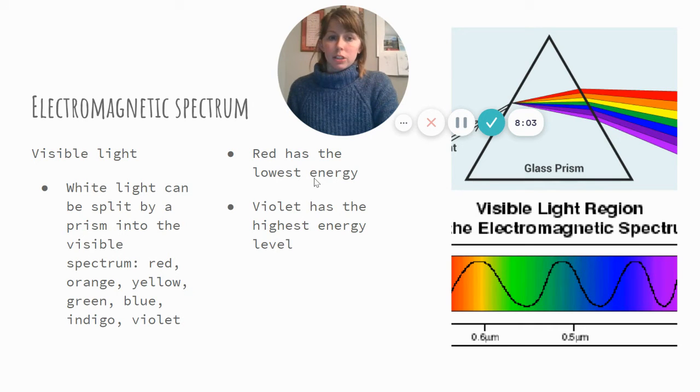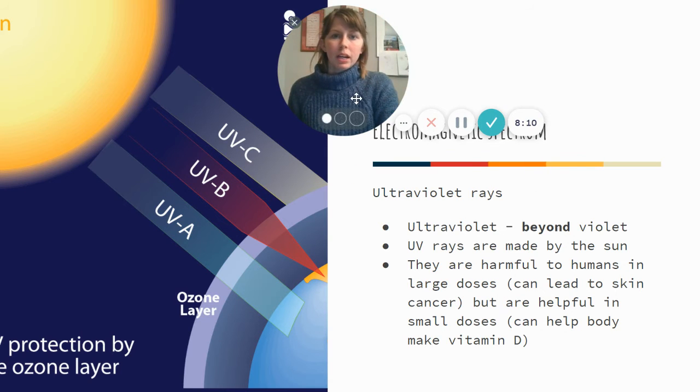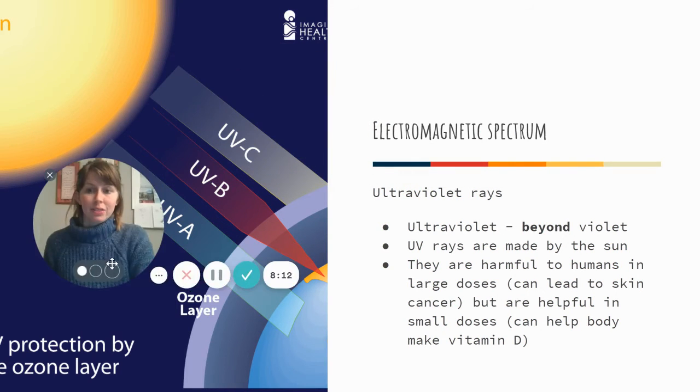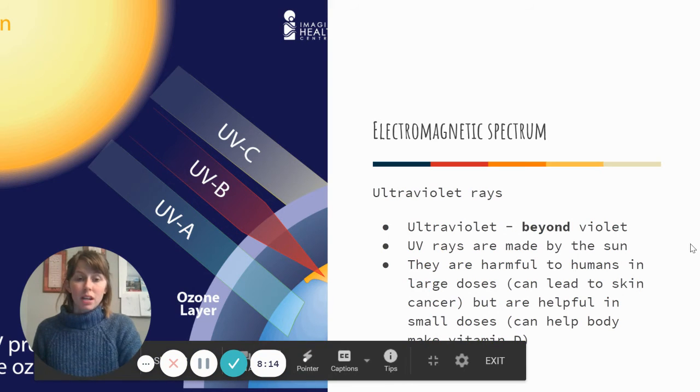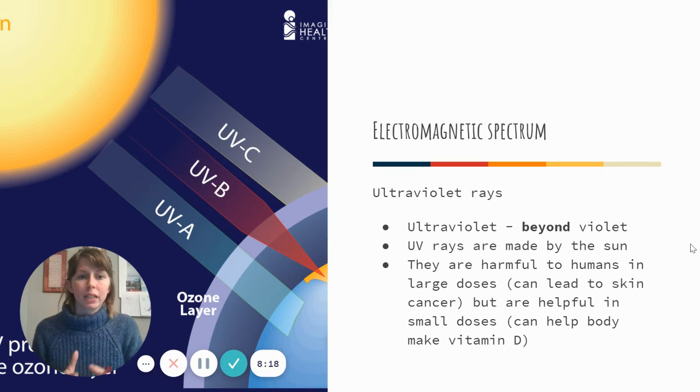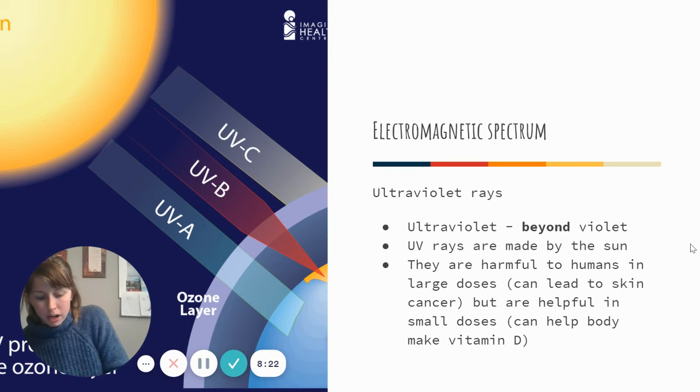Red has the lowest energy. Blue or purple, violet, has the highest. And also it looks kind of like that. Okay, then we have ultraviolet radiation. So if you go out in the sun, you probably wear some sunblock or sunscreen that protects you from ultraviolet radiation. Ultra means beyond. And so here, we're going to have higher energy waves.